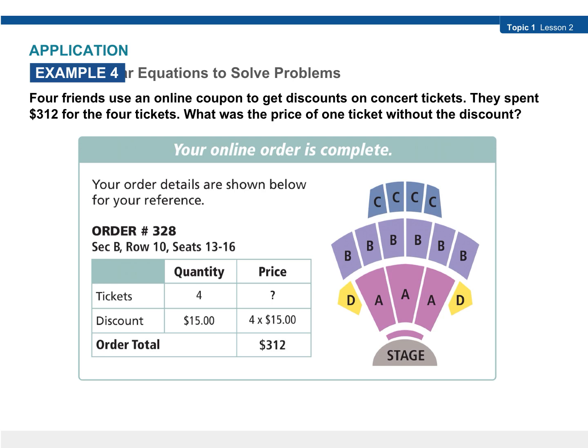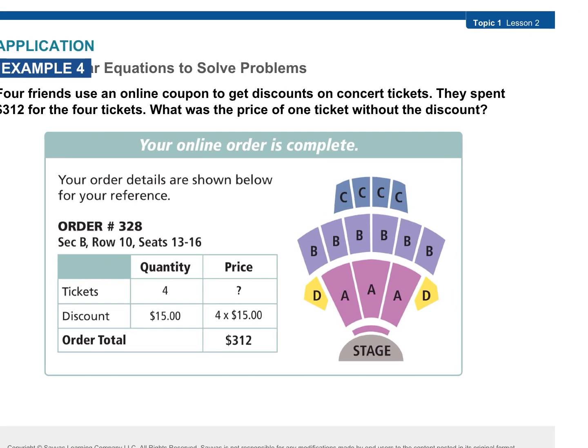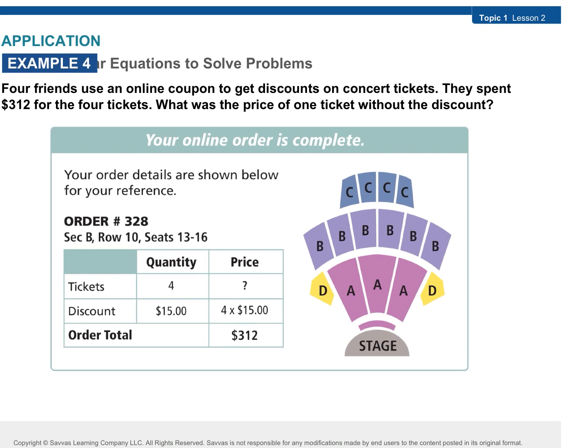Next, we have an example of students who bought tickets, and we want to see how much the original price was. So I'm going to set this up a little differently here on the side. I'm going to move my marker over here. So 4 people bought tickets. We don't know how much they were originally, but we know we got a discount.